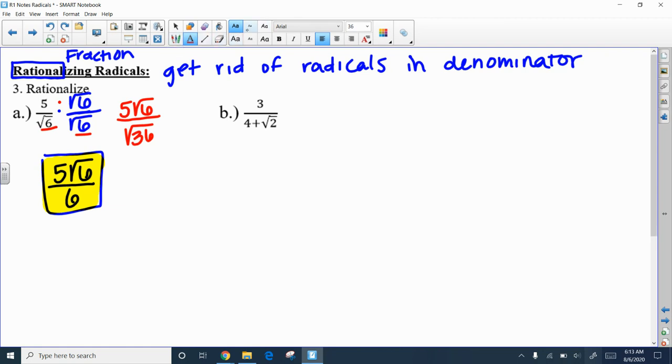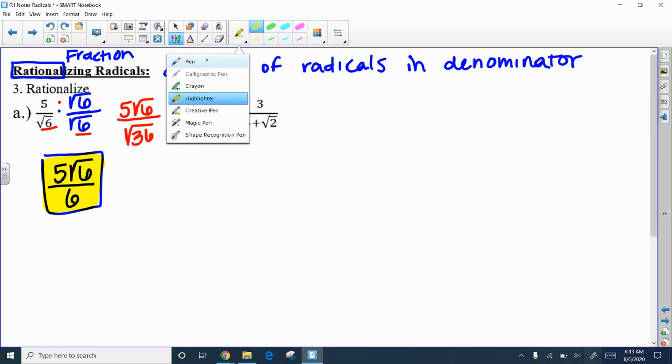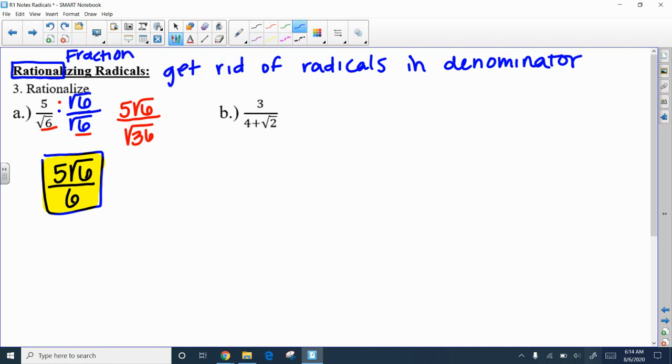Now, hopefully you've seen an example like this second one before in either Algebra 1 or Algebra 2. It's a little more tricky when there are two terms. Notice here on the bottom we have 4 plus square root of 2. I can't just multiply by square root of 2. So here's what we have to do when we have two terms. I am going to multiply the denominator by something like I did here. What we're going to multiply by is called the conjugate.